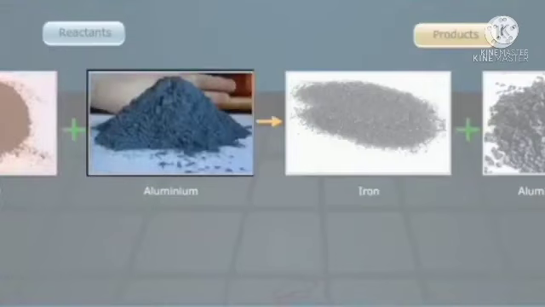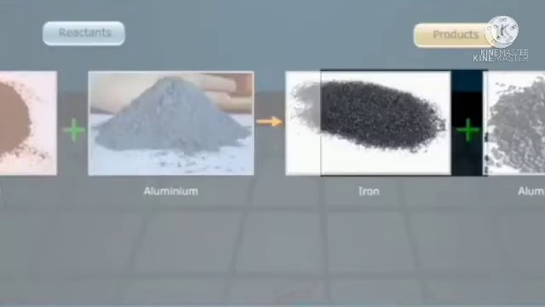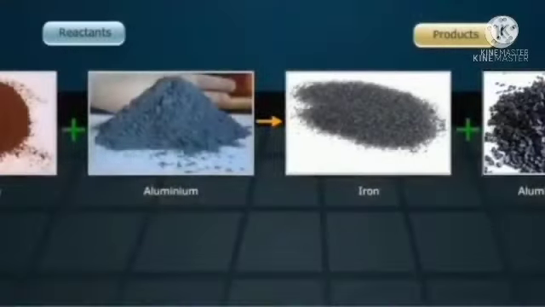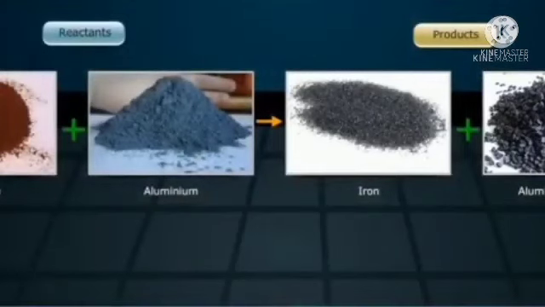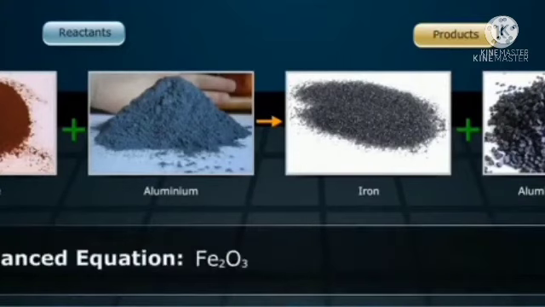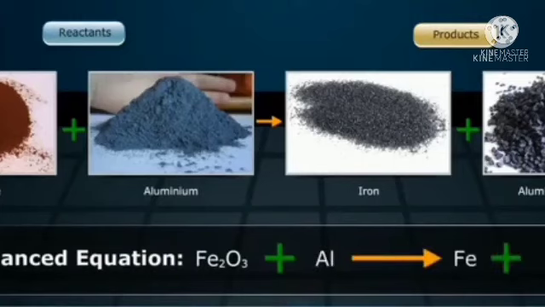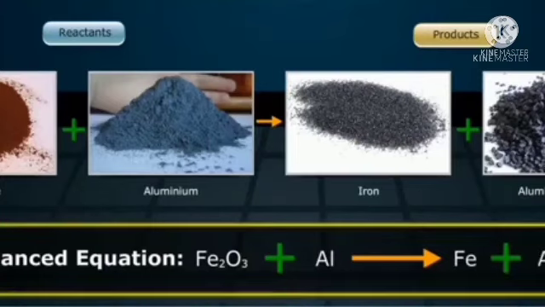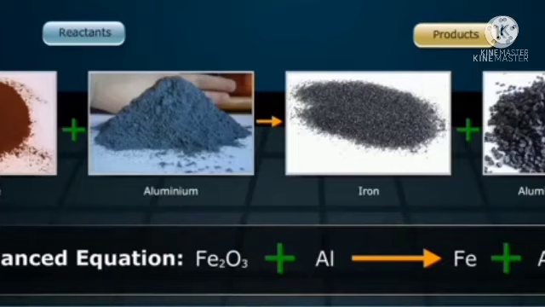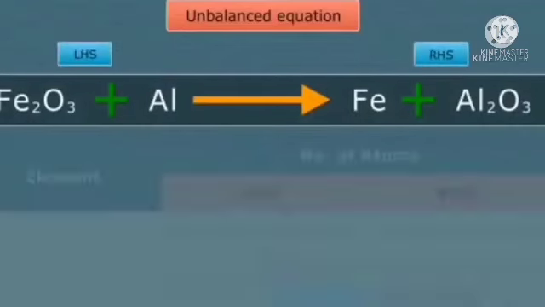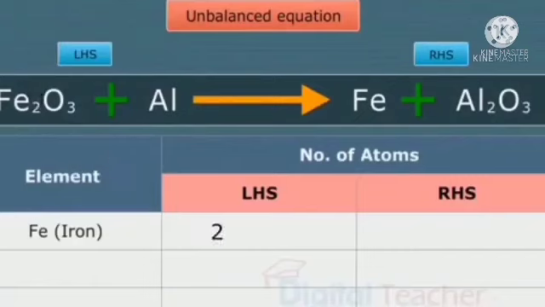Iron oxide, or rust, reacts with aluminium to form iron and aluminium oxide. The balancing of the chemical equation involves the following steps. Represent the reactants and products using their correct chemical formulae. The unbalanced equation is called the skeleton equation. Fe2O3 plus Al gives Fe plus Al2O3.